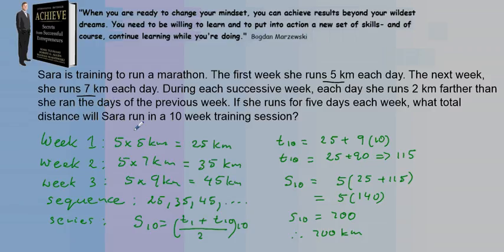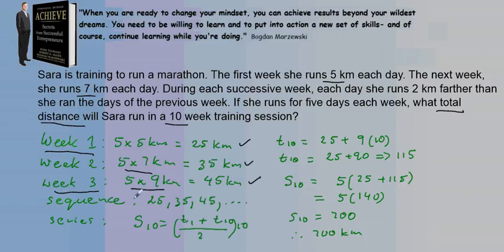She does this for 10 weeks, and we have to find the total distance that she runs over the period of 10 weeks. Okay, so week number 1, 5 times 5 kilometers. I hope that makes sense. The next week, 2 more kilometers per day. So this is why you have 5 times 7. So the total distance for that week is 35. And now we see the pattern. Next week will be 5 times 9, 45, and so on.